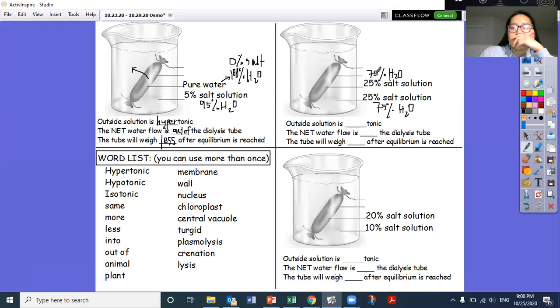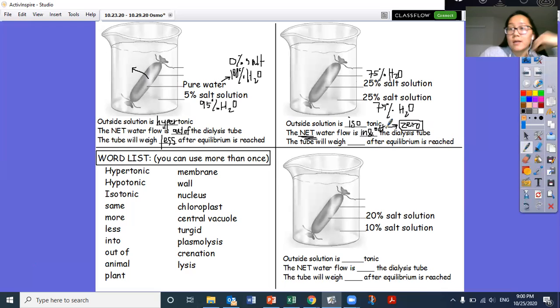So when you compare these two solutions, 25% salt compared to 25% salt, they are equal, which means they are iso, right? Outside solution is going to be isotonic to the inside because, again, both of them are 25% salt solutions, which means that the net flow of water is into and out of. So you can write into and out of. But ultimately, in and out means zero net movement, right? Because the in and out cancel. So it's more correct for you to write zero net movement because it's asking for net flow right here, okay?